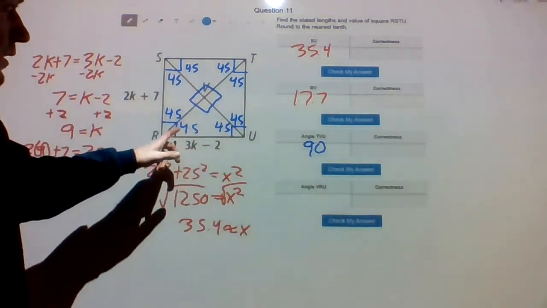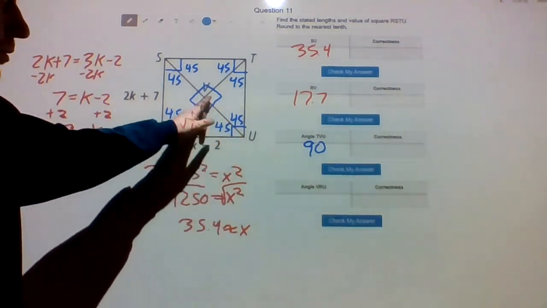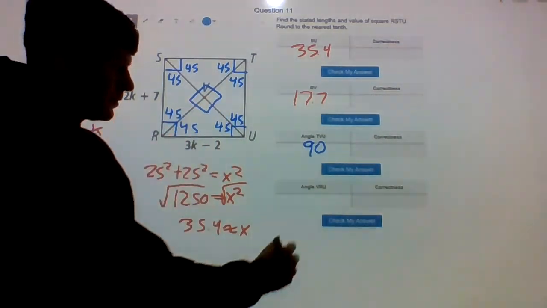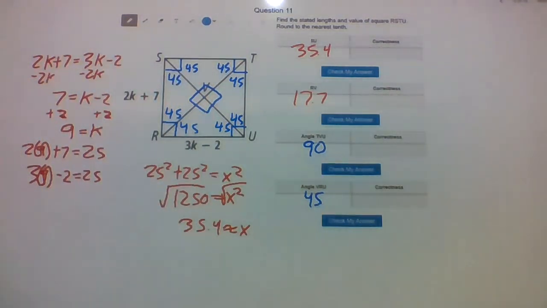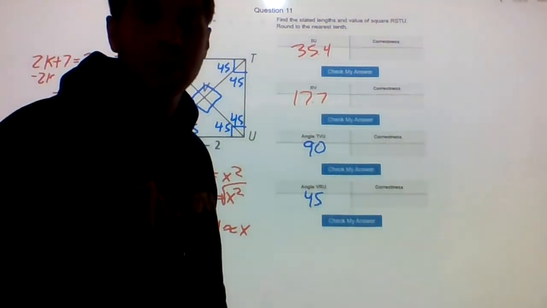So VRU is going to be 45. And that's it for 6.5 here. We'll do one more for 6.6.